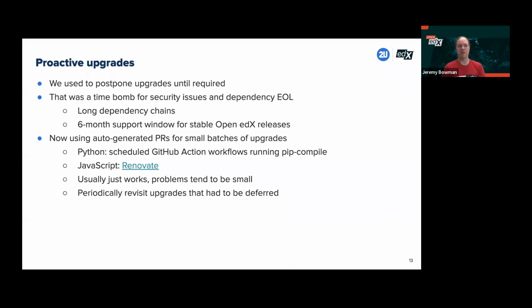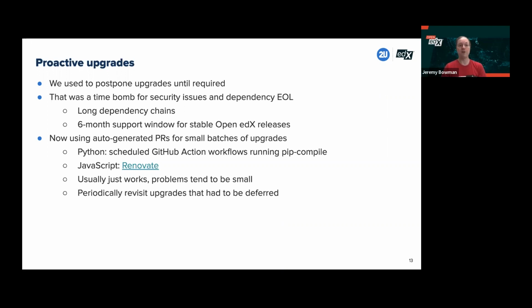Now we have systems to automatically generate pull requests for small batches of updates. For Python, we have a GitHub action template that runs this using pip compile. For JavaScript, we use a service called Renovate. And we automatically get these pull requests in on a daily or weekly basis saying, hey, these few libraries have updated, try the new version. It automatically runs the test. If they pass, we usually just merge and move on.